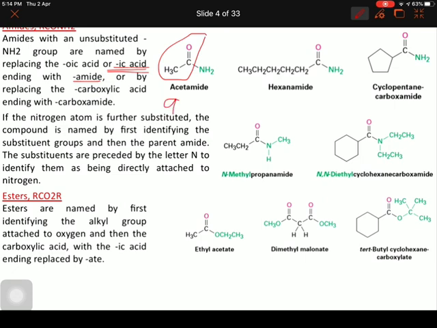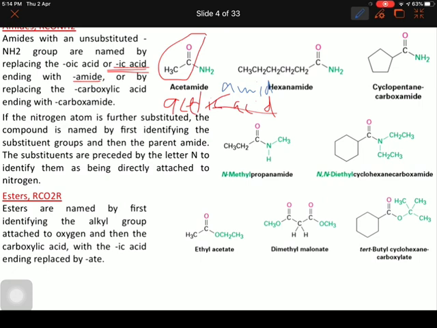We just delete the acetic acid and replace it with amide. We just put it amide. It's too easy. This one is for the primary amide.